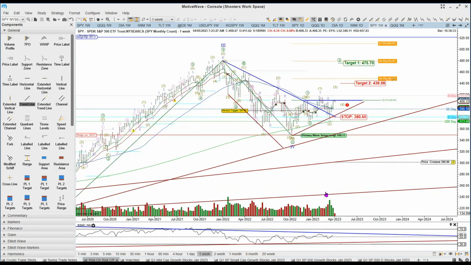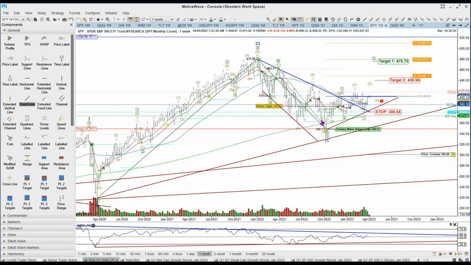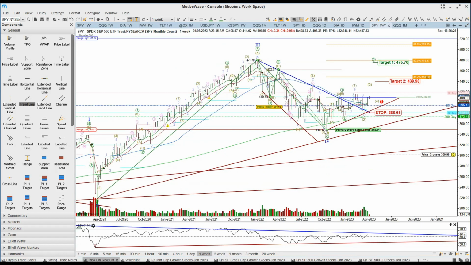Now let me come back down to the weekly. Let's just break this down a little bit and see what we have here. We have an ABC that's extended. Equality is more something like this. Extended is here. Elongated is here. Right now, it could be elongated down to here, but we didn't get that.